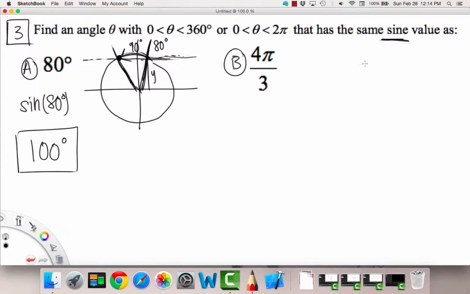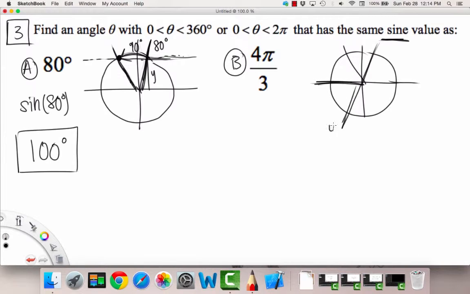Now if we look over at part B, we have 4 pi over 3, so let's find 4 pi over 3 first of all. Here's 1 pi over 3, 2 pi over 3, 3 pi over 3, and here's 4 pi over 3 there. So 4 pi over 3 is down here, and if we do the same thing, we want to find something with the same y value, being this part. If I draw that horizontal line, we're going to find it also at 5 pi over 3, and I'll explain why.